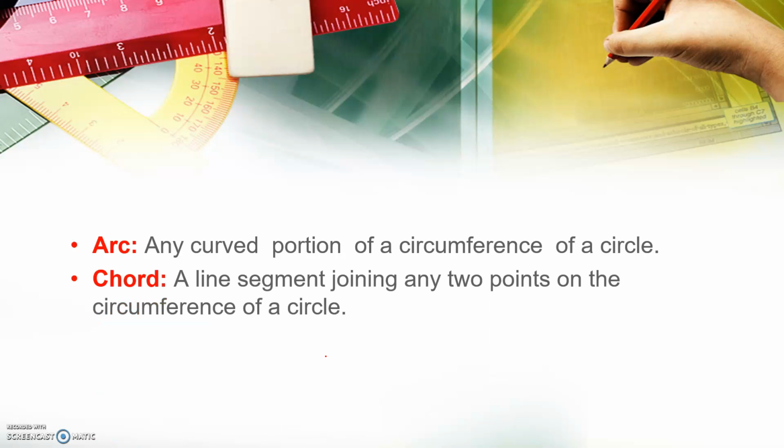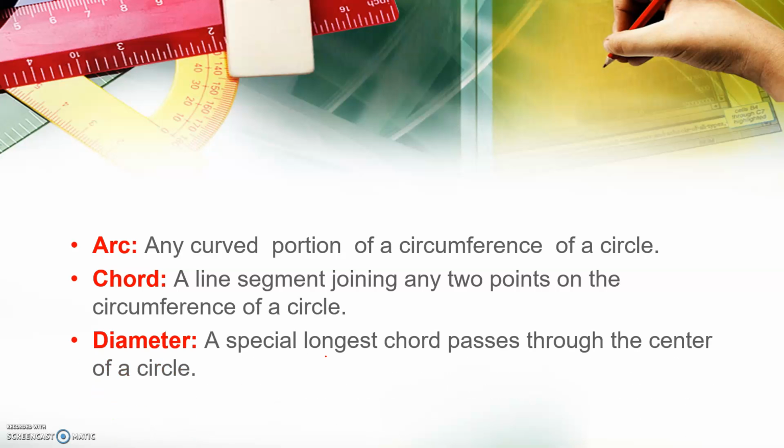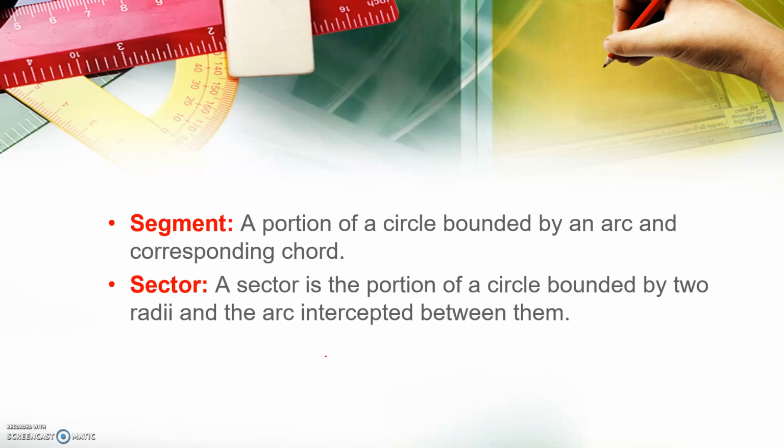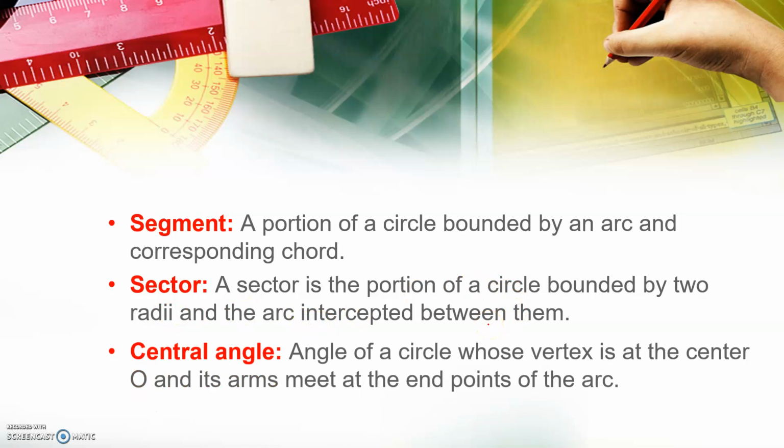Chord is a line segment joining any 2 points on the circumference of a circle. Diameter is a special chord and is the longest chord that passes through the center of a circle. Segment. A portion of a circle bounded by an arc and corresponding chord. Sector. A sector is the portion of a circle bounded by 2 radii and the arc intercepted between them.